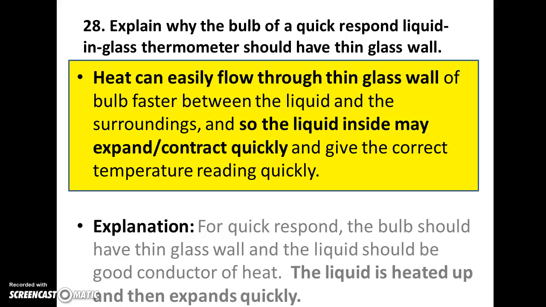Question 28. Explain why the bulb of a quick response thermometer should have thin glass wall. And the answer is because in this way, heat can flow easily through the glass wall so that the liquid inside may expand and contract quickly, and that will give a correct temperature reading more quickly. So for quick response, the bulb should have thin glass wall, and the measuring liquid should be good conductor of heat so that the liquid is heated up and it expands quickly.